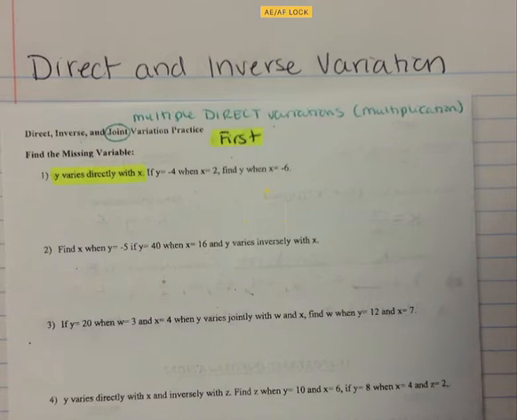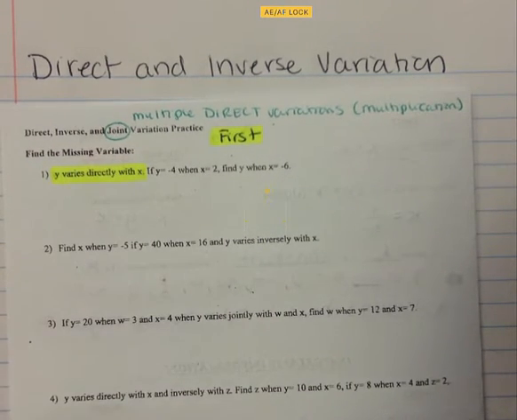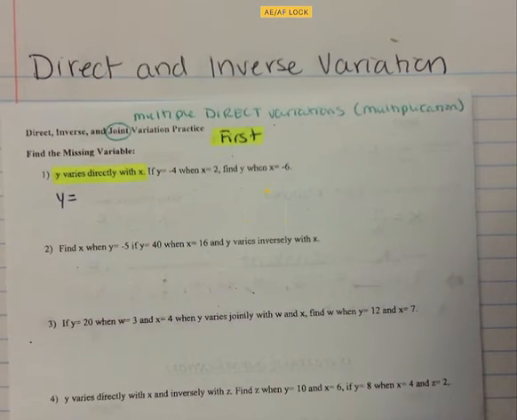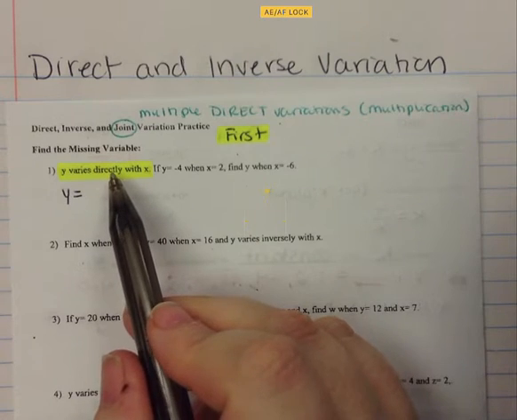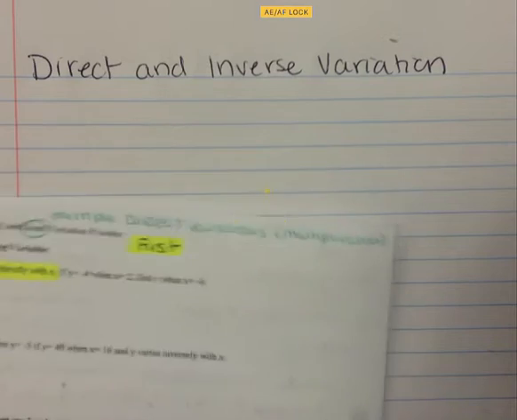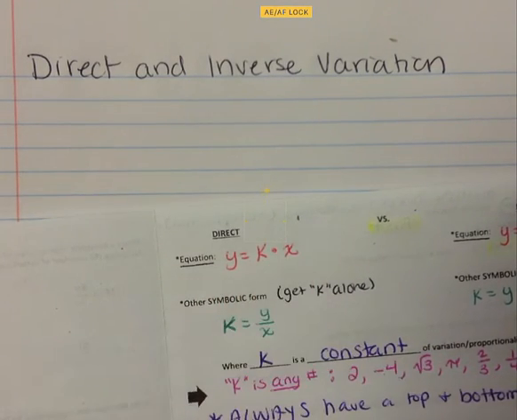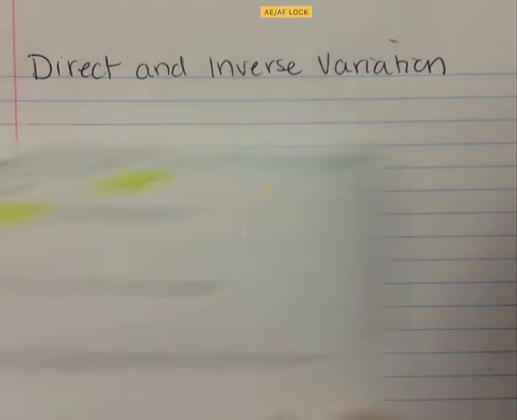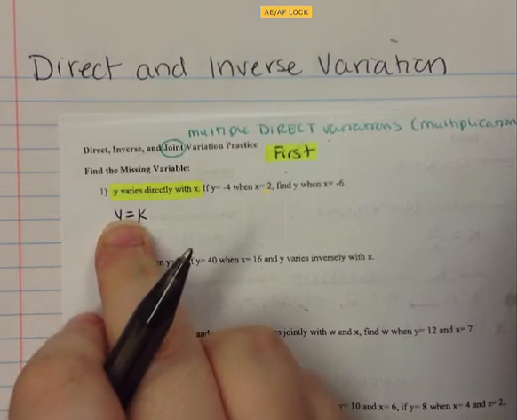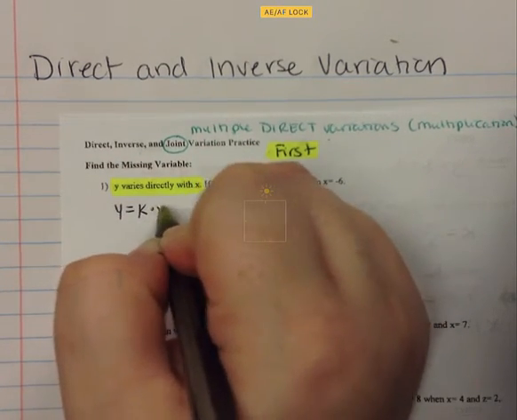Because when it says y varies, that means y equals. So I'm going to put y equals. This is our basic equation. Directly means multiplication. If I go back to the original notes, direct variation is y equals k times x. So I have a k there. I'm going to put k because k comes right after the equal sign every single time. Directly means multiplication, so it's going to be k times x.